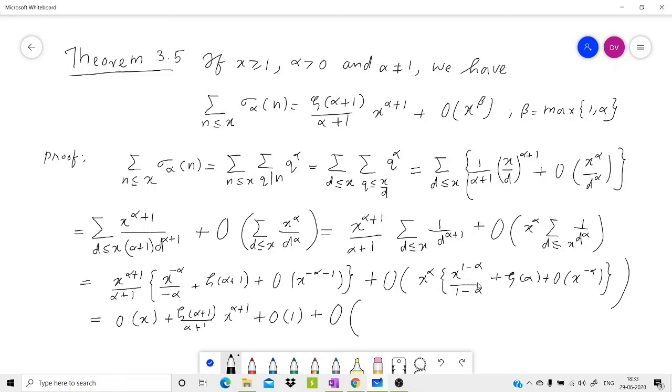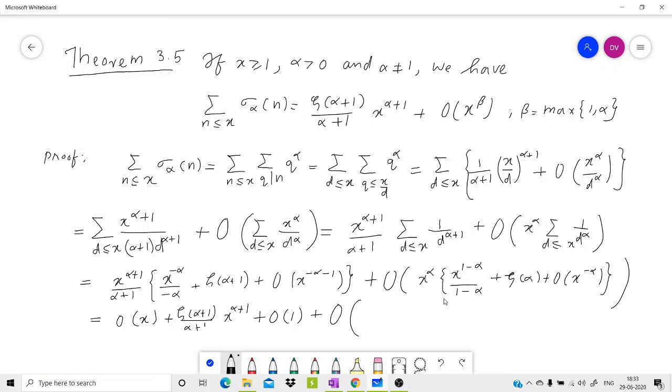Okay. So how do you distribute this one? When you distribute this, the x raised to alpha can be cancelled. So you will get x over here, x by 1 minus alpha. So that can be written as again a function of order x. And this will be a function of order x raised to alpha by multiplying with this x raised to alpha. When you multiply this x raised to alpha to this term, you will get a function of order 1.